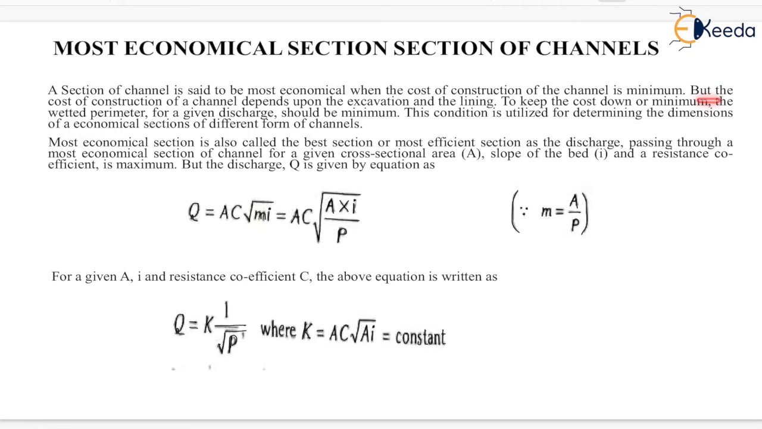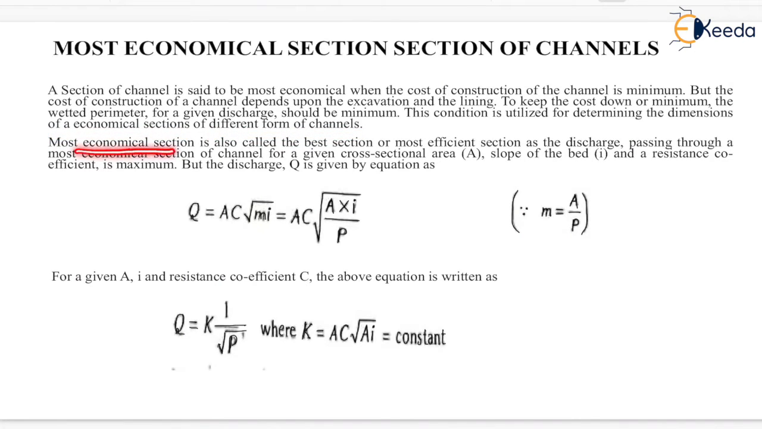But the cost of construction of a channel depends upon the excavation and the lining. To keep the cost down or minimum, the wetted perimeter for a given discharge should be minimum. This condition is utilized for determining the dimensions of economical sections of different forms of channels.